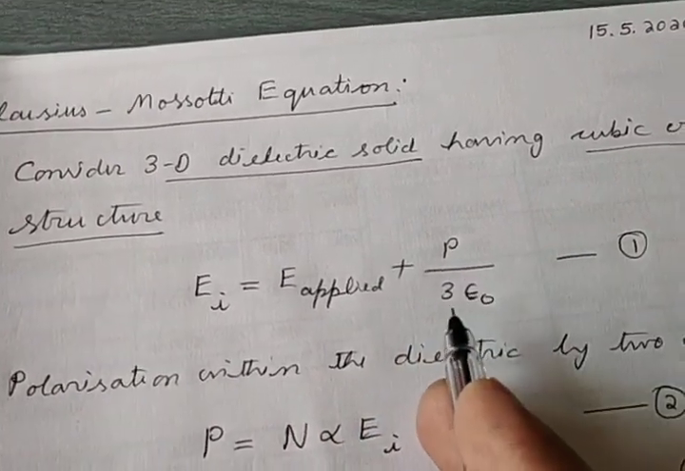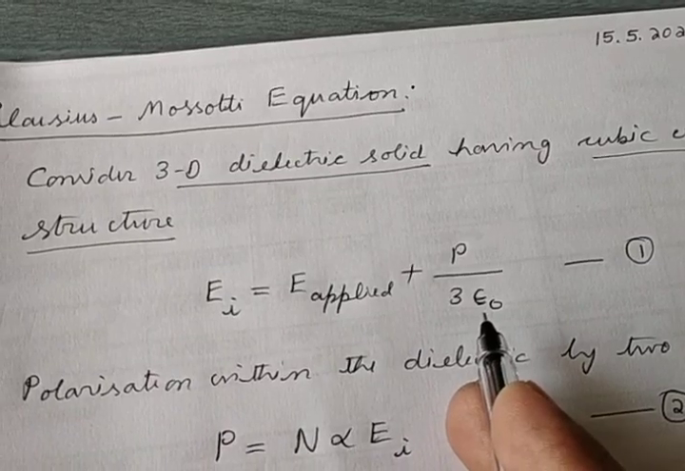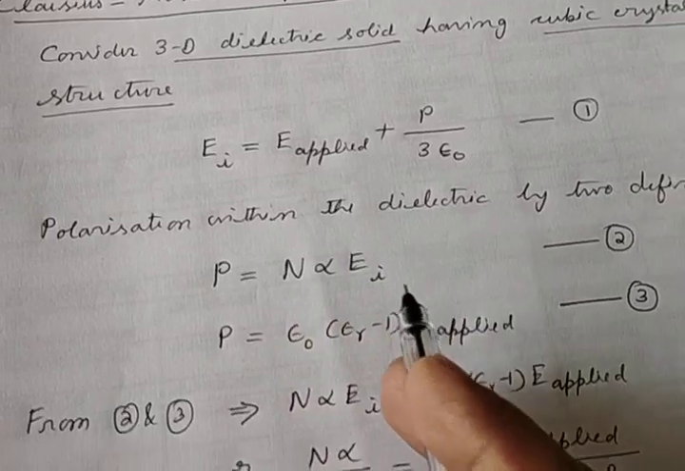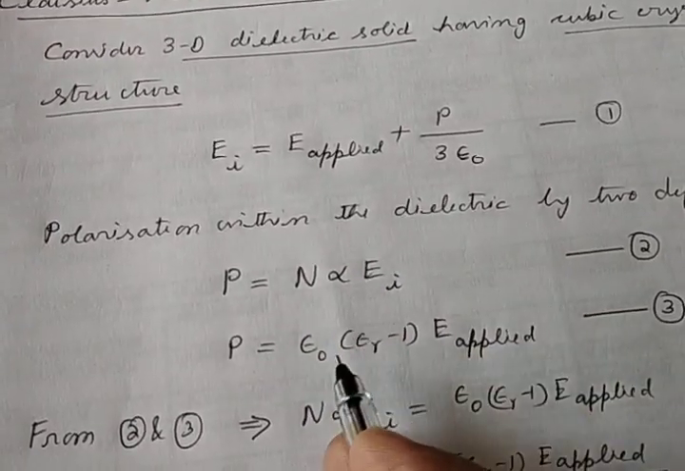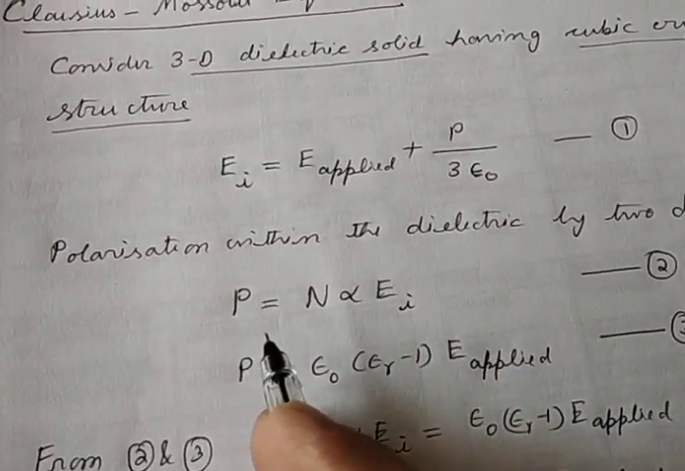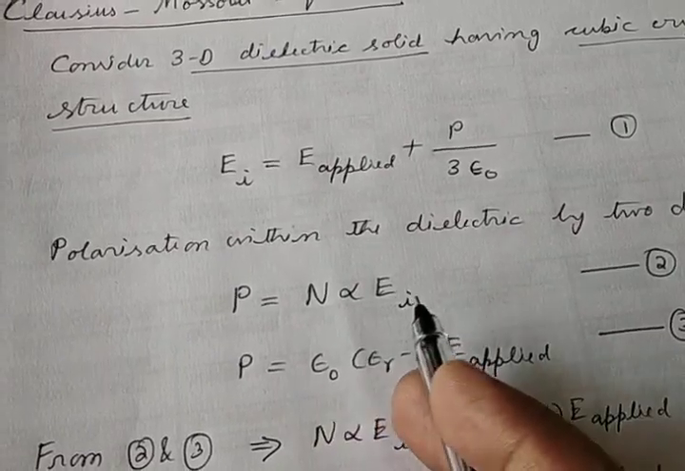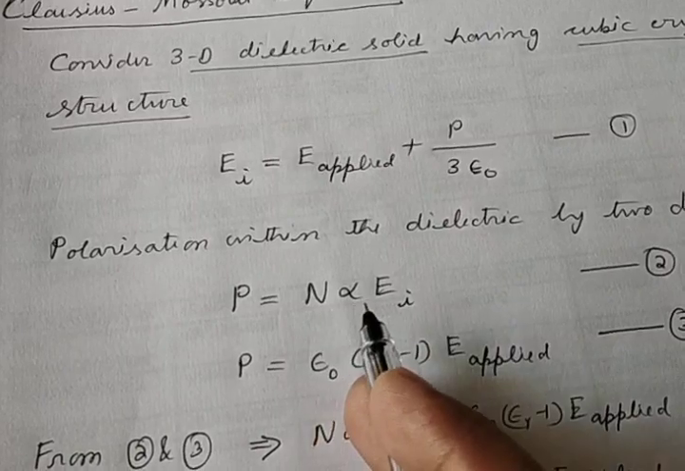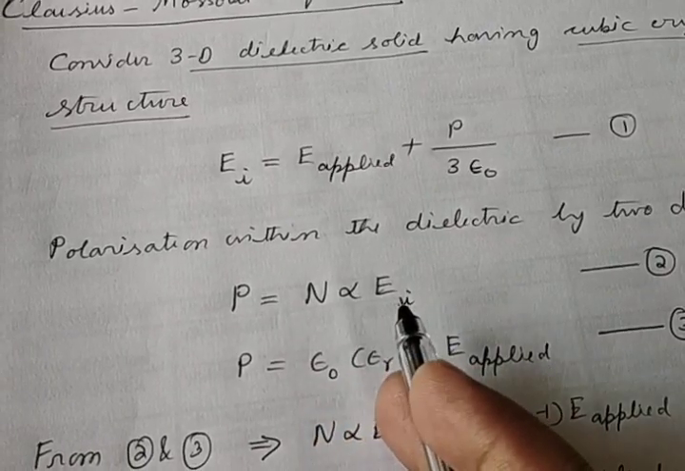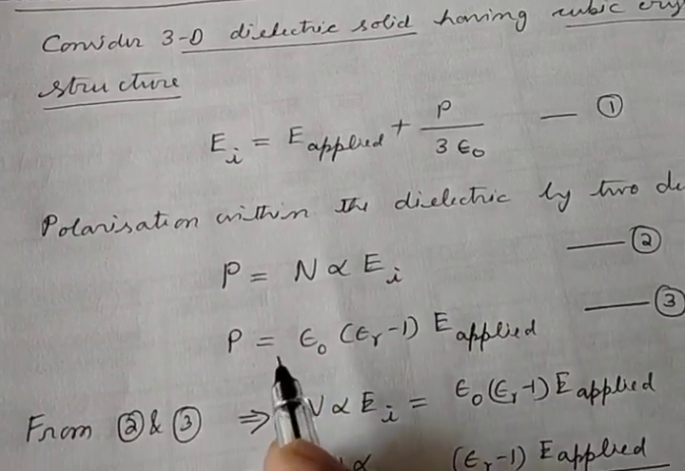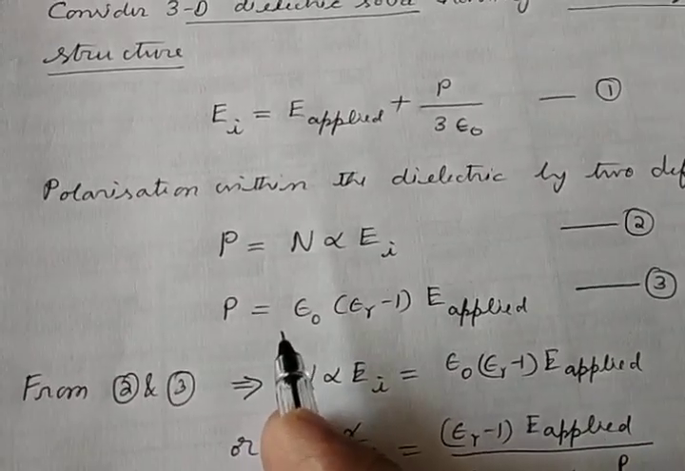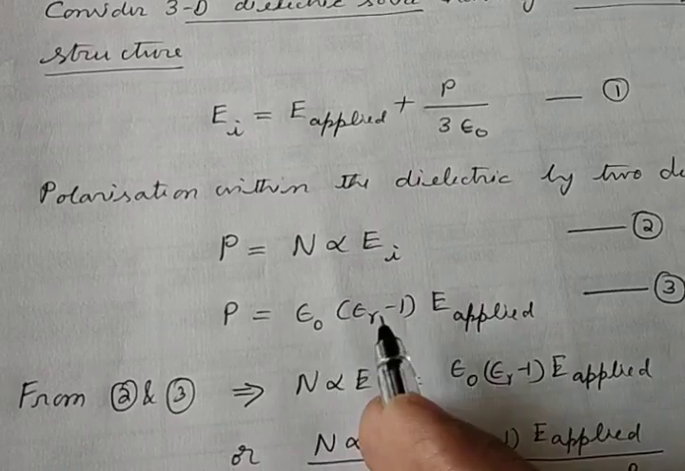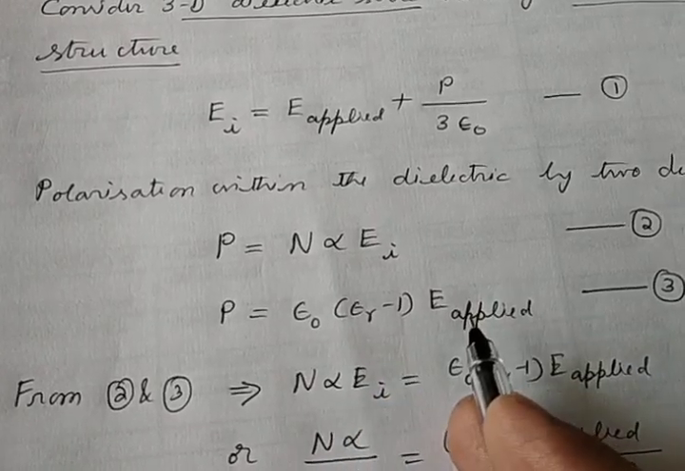polarization P divided by 3 epsilon naught. Now let us consider the equations for polarization, which is given by two different definitions. One is P is equal to N alpha EI. Here N is the number of atoms per unit volume, alpha is the polarizability, EI is the internal field. Similarly, let us consider another definition of polarization, which is given by P is equal to epsilon naught into epsilon r minus 1 into applied field.